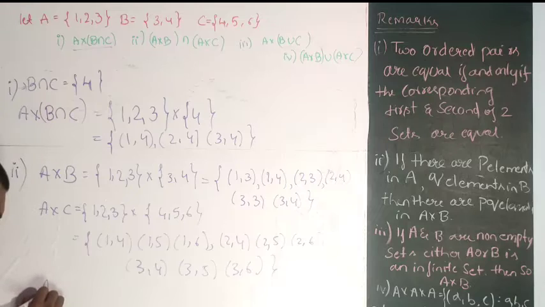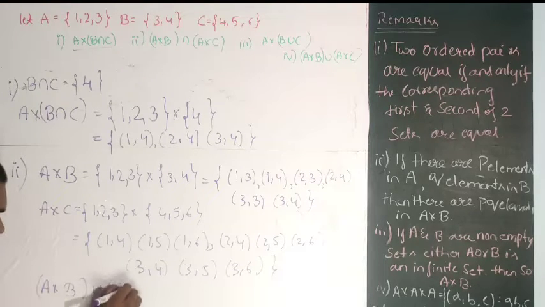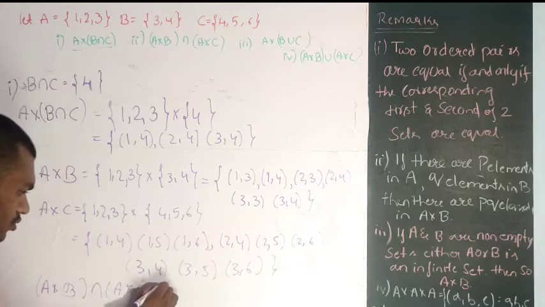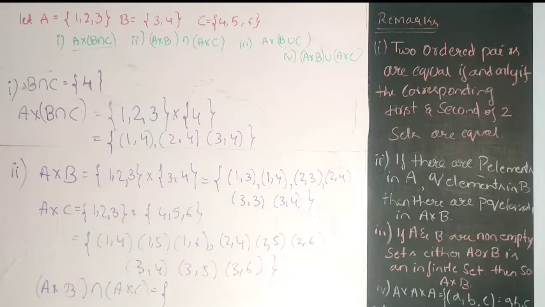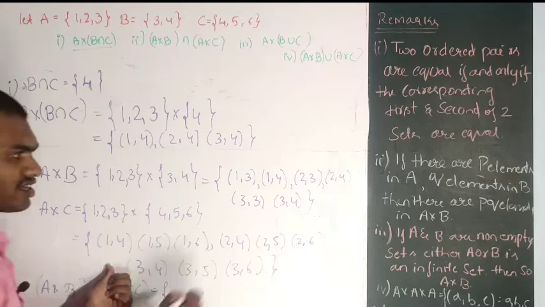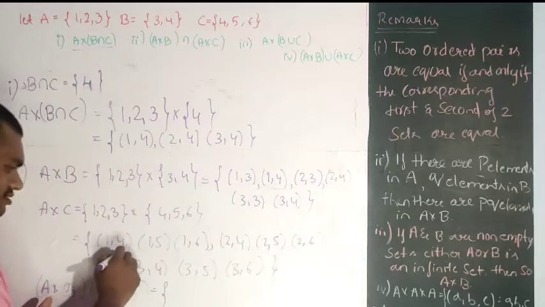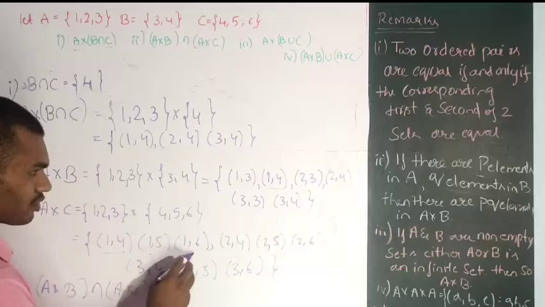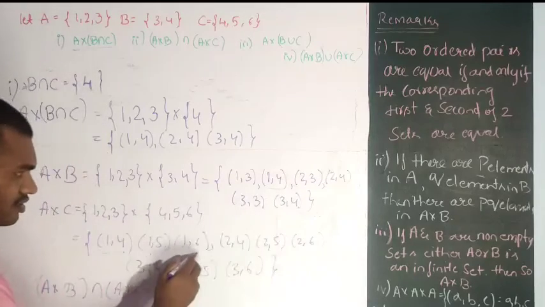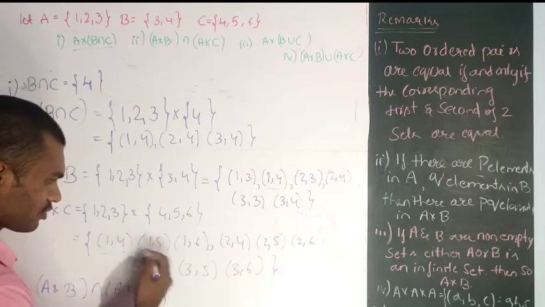Now we need to find the intersection. A cross B intersection A cross C, right? This is what we need to find. So which are all the common elements in both these two sets? Here 1 comma 4 is there, here 1 comma 4 is there, yes. Then 1 comma 5, do we have? No. 1 comma 6, do we have? No. So 1 comma 6 and 1 comma 5 are not there.